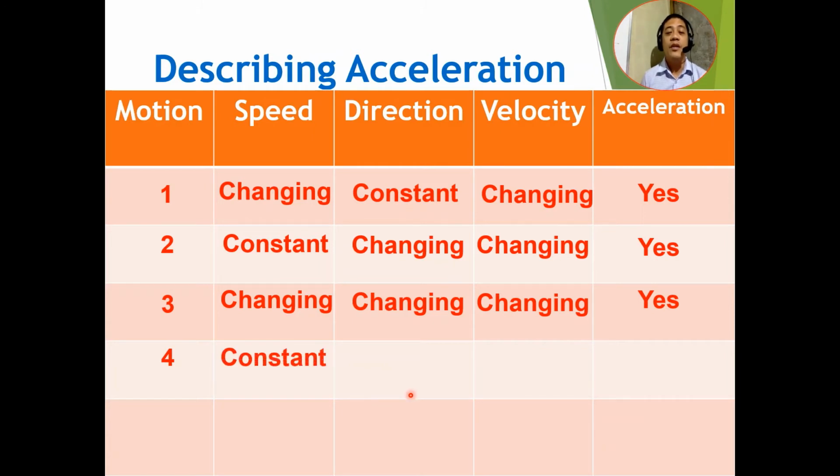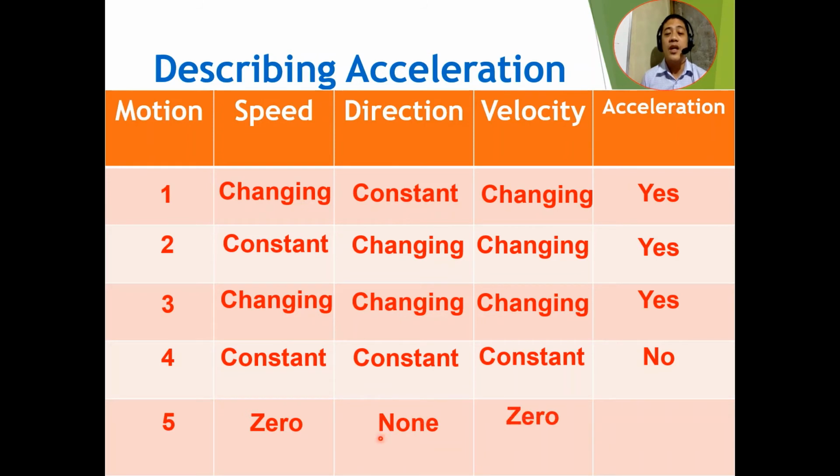And for motion number 4, we answered constant speed and constant direction. If both speed and direction are constant, our velocity is also constant. If the velocity is constant, there is no acceleration. Even if the object is moving with a constant speed, because of its constant direction, there is a constant velocity. And because of its constant velocity, automatically its acceleration is 0. And last, for motion number 5, our speed is 0, direction is none, velocity is 0. Is there an acceleration? The answer is no acceleration. There is no acceleration when the object is motionless.